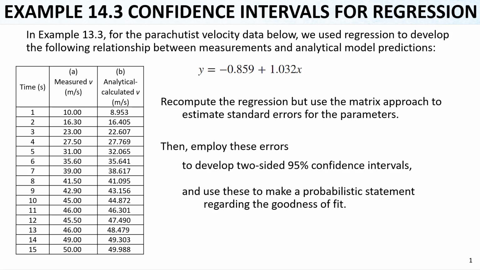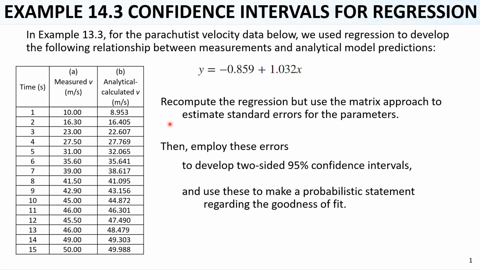In this slide, we have example 14.3 for confidence intervals for regression. If you remember, in example 13.3, the parachutist velocity data below here, we used this for the regression to develop the following relationship between measurements and analytical model predictions. This model we obtained using the regression for analytical model regression results. And we also showed that this is actually a good fit with the measured results.